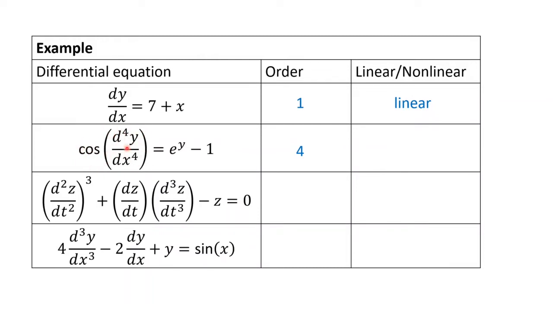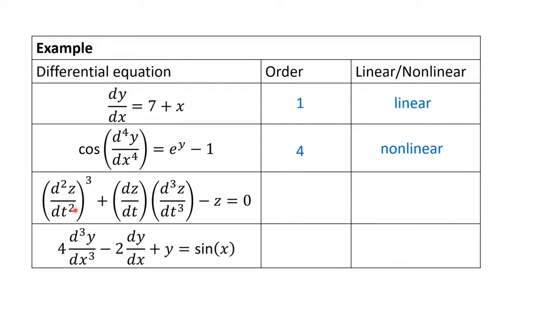This makes it nonlinear. But even if this wasn't a problem, we still have a problem here because it's e to the y. That's also not allowed. y can be by itself. You can have e to the x multiplied by y, but definitely not e to the y. This makes it nonlinear as well. So if it was cosine of x multiplied by this term, and here we had e to the x multiplied by y, then this differential equation would have been linear. But as it stands, it's nonlinear.